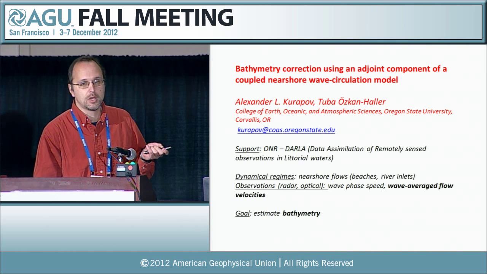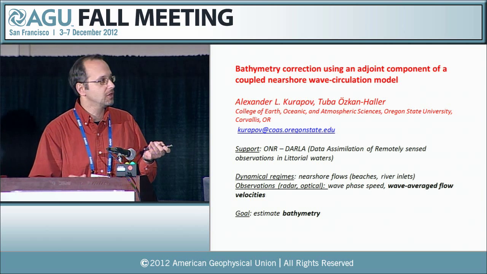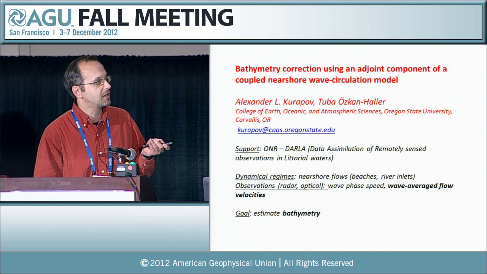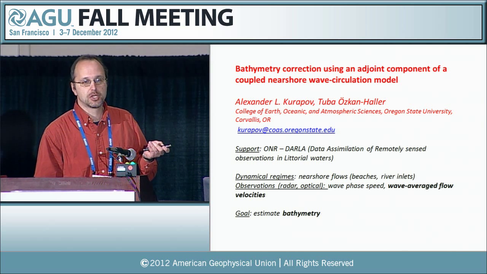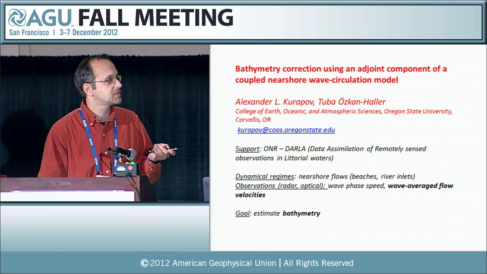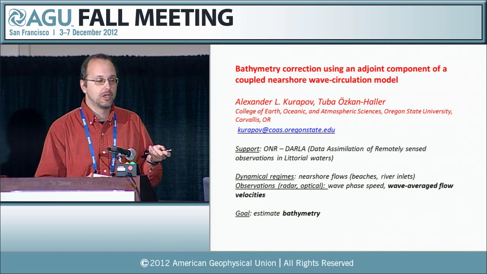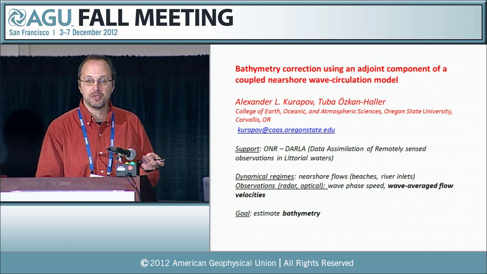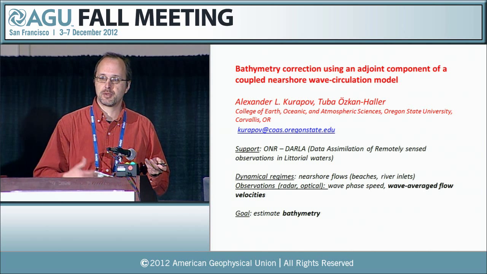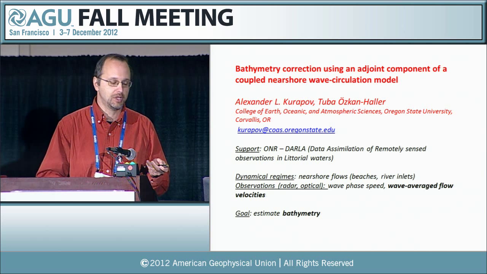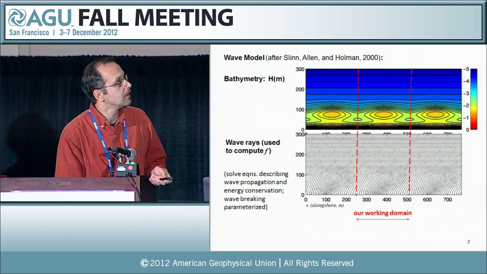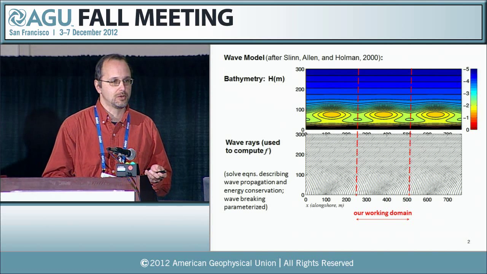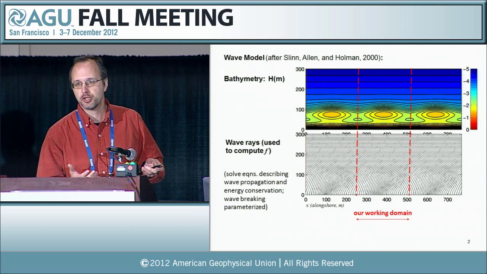What the data people are trying to get in nearshore environments, like beaches and river inlets, they use radar and optical methods to gauge information about wave speed. There's some information about waves, and also information about currents in the nearshore environments. And we will try to assimilate this to actually infer the bathymetry. Bathymetry can change very rapidly after passing storms, and it's a very important parameter in many applications.